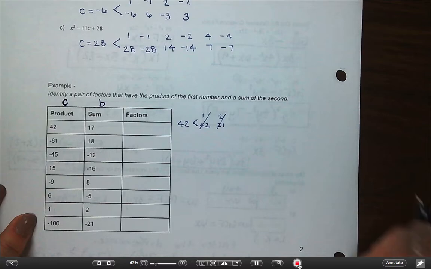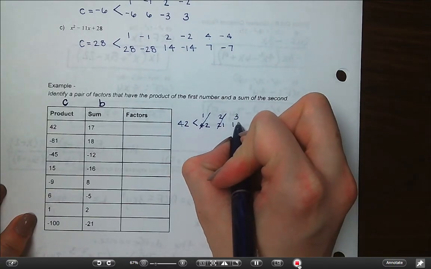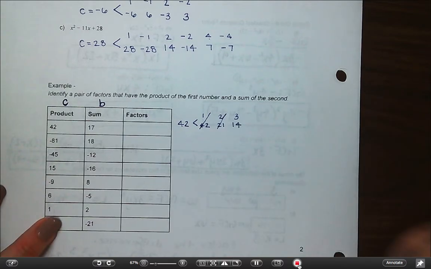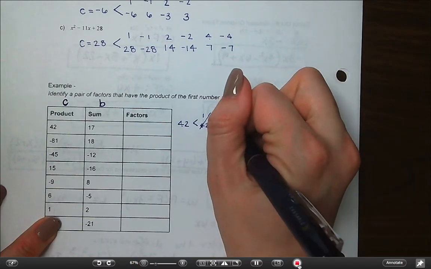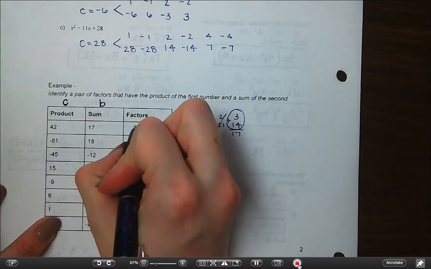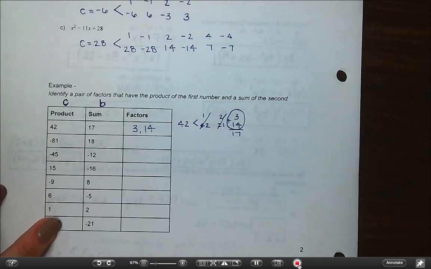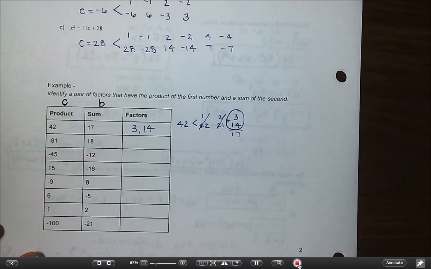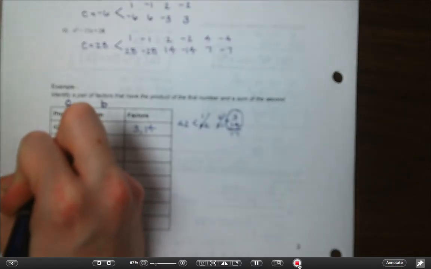All right, so let's check 3. Well, 3 goes in 42 14 times. And what is 3 plus 14? 17. So those are our two factors, 3 and 14. And it doesn't matter which way you write them. If you write it 14 and then 3, that's okay. All right, looking at our second one, our numbers that multiply to be 81 and add to be 18. And this is actually a typo. This should be a positive 81, not a negative.